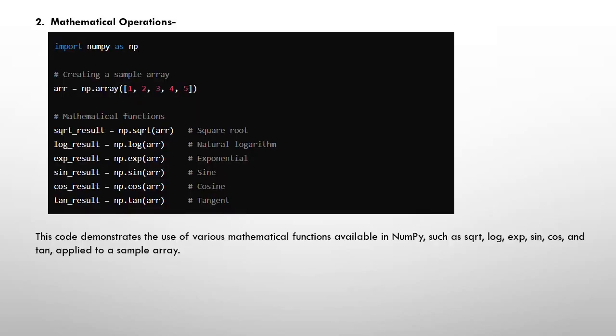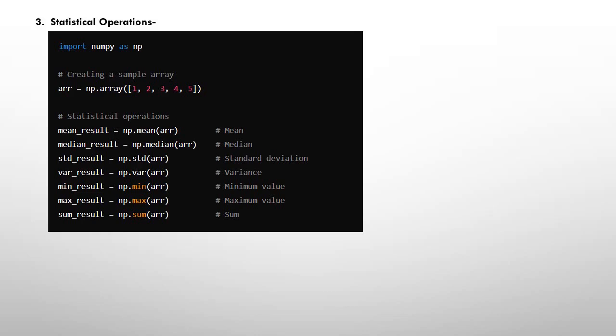Now coming to mathematical operations. This code demonstrates the use of various mathematical operations available in NumPy, such as sqrt, which will give us the square root of the elements in the array, log, which will give us the natural logarithm of the elements in the array, and similarly exponential, sine, cos, and tan, which are applied to all the elements of the array. In the end, we will see some statistical operations.